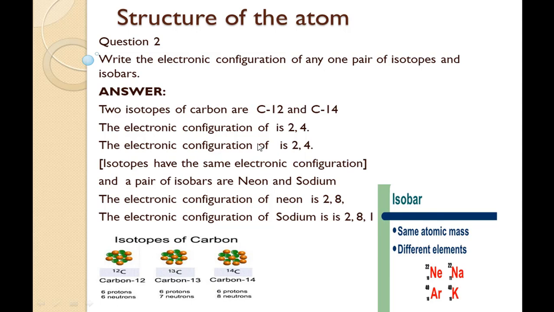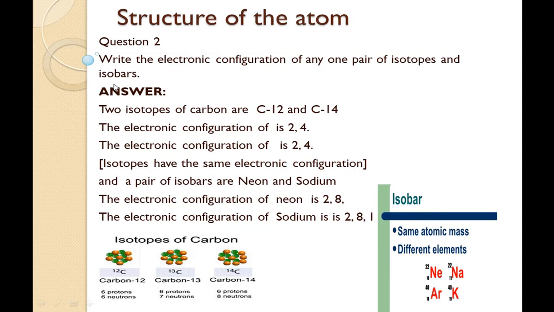Okay. So, here the electronic configuration of every isotope of one element will be the same because they have the same atomic number. So, carbon's electronic configuration is 2 and 4 because its atomic number is 6. If you write isotopes of carbon 12, 13 or 14, the atomic number is the same, which is 6. You can see here 6 protons in all the cases. The number of neutrons is different. So, isotopes have the same electronic configuration, remember.